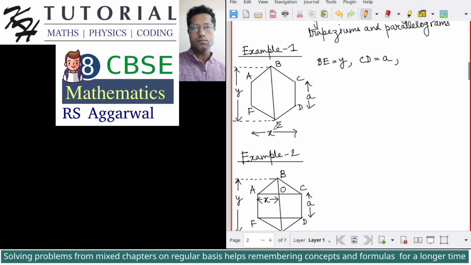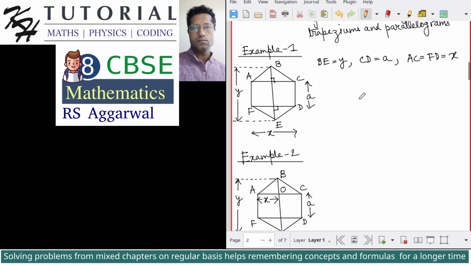And what is x? x is nothing but FD. If you join the diagonals AC or FD, AC will be equal to FD. This is given as x. Now, since this is a regular hexagon, please note that AC and BE will intersect at right angles. This will be a right angle. Also, this will be a right angle.